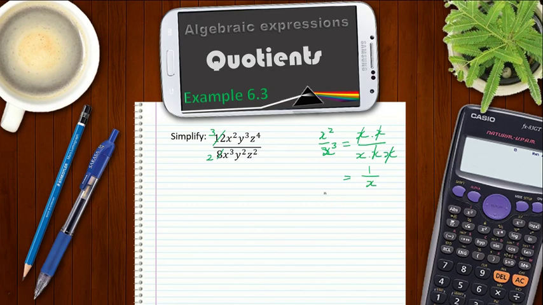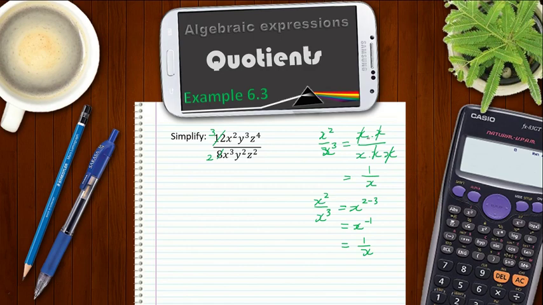Or if I want to do this with my exponent laws, I can say, because these are the same bases that are divided, I subtract my exponents. I have x to the power 2 minus 3, which gives me x to the power of negative 1. And if I have a negative exponent, I take my base down and I have 1 over x. So both of these result in the same answer, but this one is faster.